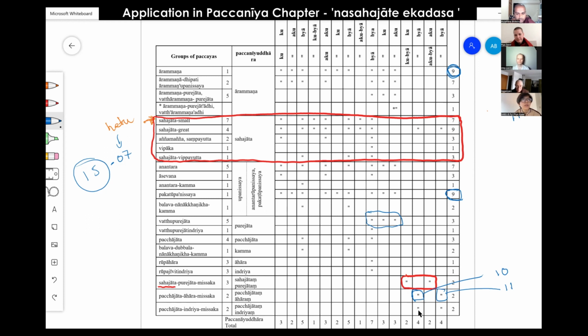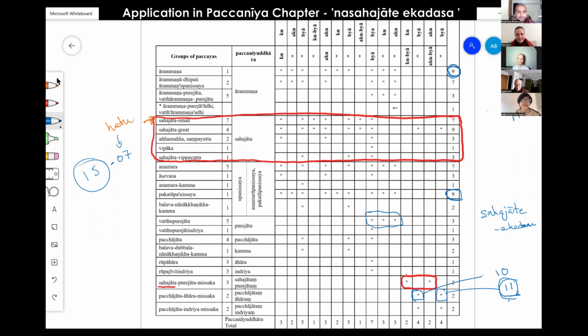These vissajjana, kusalo abhyakatasa, abhyakato abhyakatasa and akusalo abhyakatasa, are already included here, so it doesn't change the total number. So how many are we looking at? This is the final answer: 11. That's why we saw in Pali, nasahajāte ekadasa.